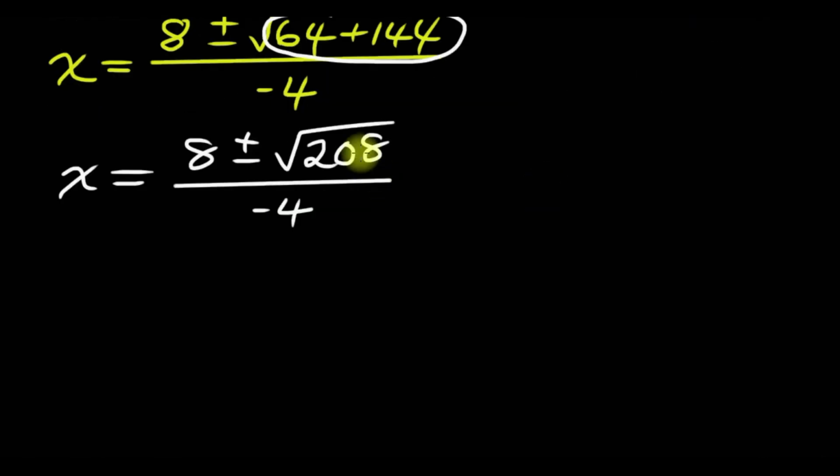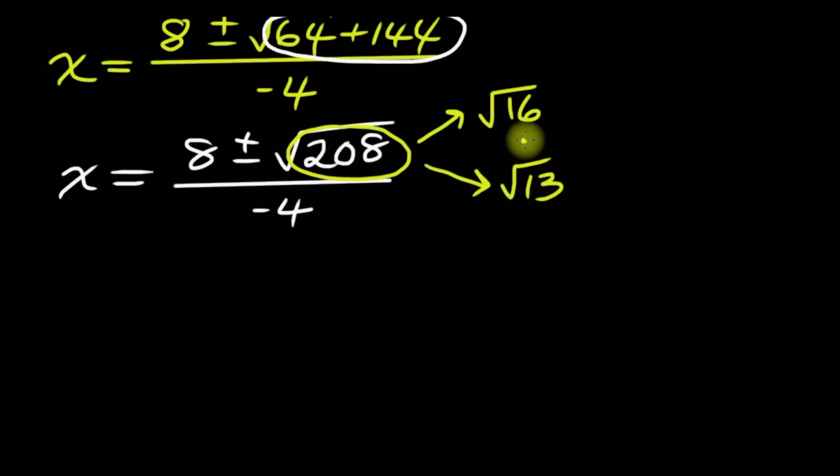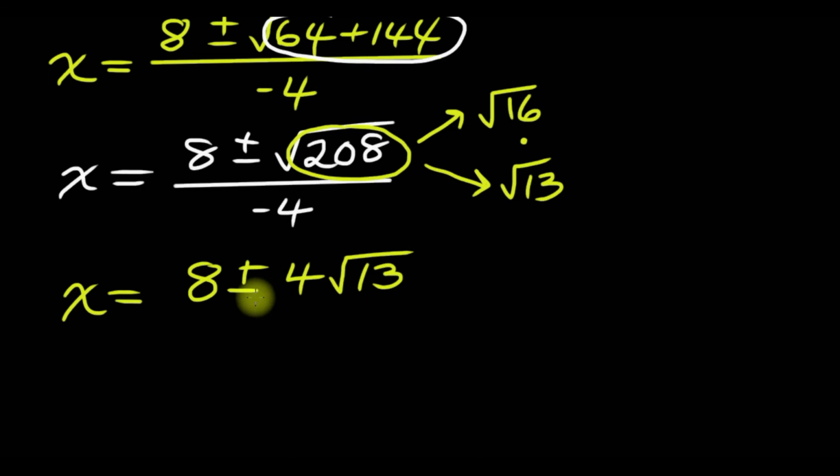Now we have to simplify the square root of 208. Now 208 is not a perfect square. So we're going to have to break it down using the largest perfect square that can go into 208. And that is going to be 16. So we're going to break it down using the square root of 16 times the square root of 13. So when you multiply 16 with 13, you get 208. Okay, so your x is 8 plus or minus the square root of 16, which is 4, and then the square root of 13 stays the same, and then we divide that whole thing by negative 4.